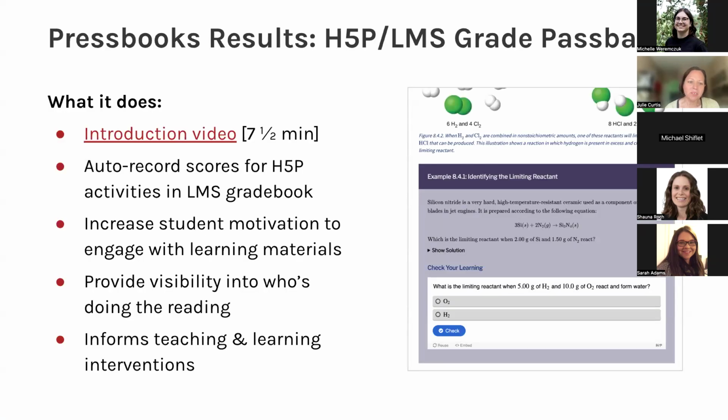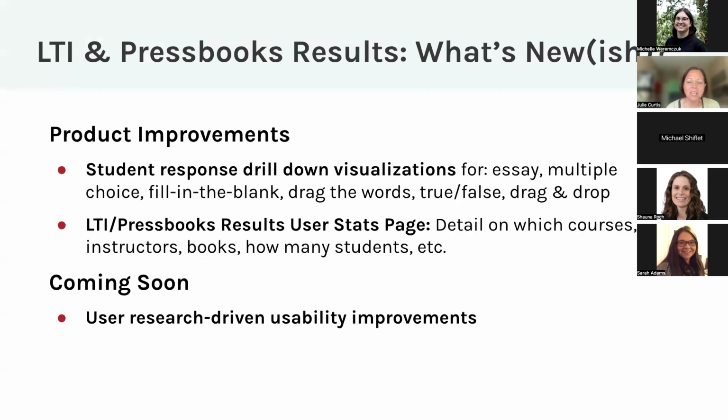As a reminder, and we have a couple of newish people, Pressbooks Results is our feature that provides grade passback for H5P activities into the Learning Management System gradebook. We piloted it last fall. We have folks that are using it in general release, and we've been happy with the stability of it. We've also been making some incremental improvements and doing great user research and feedback to help us with that.